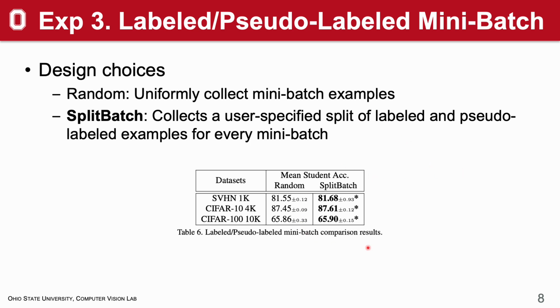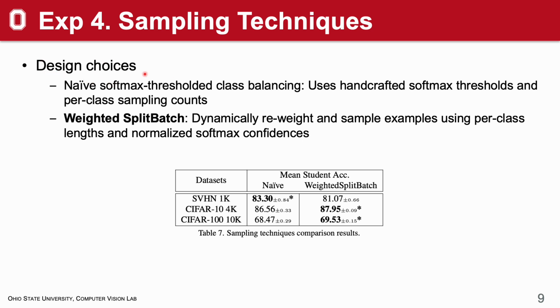We found that the split batch strategy works better than the random strategy, as the constant bootstrapping of labeled examples in every mini-batch during training provides additional vectorization that can reduce confirmation bias. We further study different choices of sampling pseudo-labeled examples during training.